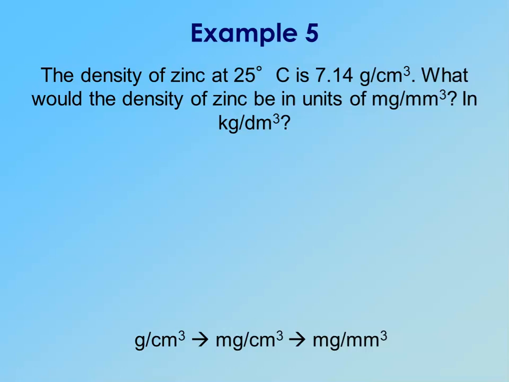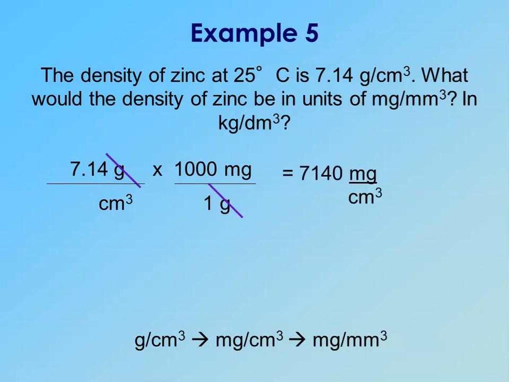So that's just the first problem. We'll come back to the second one. If I start with my 7.14 grams per centimeters cubed and I use my metric chart, I see that for every gram there's 1,000 milligrams, and that for every centimeter there are 10 millimeters. Okay, so there's my milligrams per centimeters cubed.